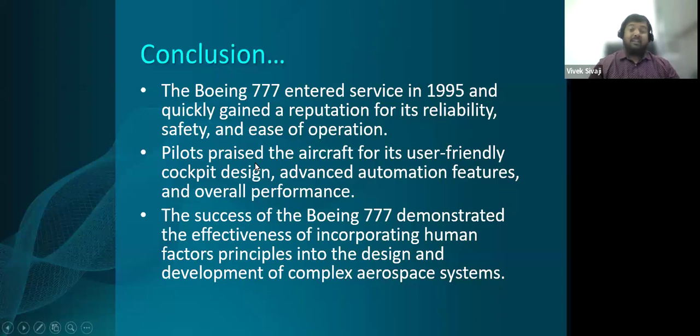So this 777 entered service in 1995 with a reputation for reliability, safety, and ease of operation. Pilots praised the aircraft for its user friendliness, the cockpit design, and the advanced automation features. The success of the Boeing 777 demonstrates the incorporation of human factor principles. And time has told the tale. You all know how common the 777 is nowadays, right?